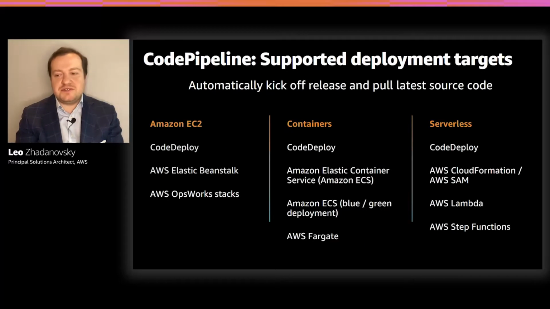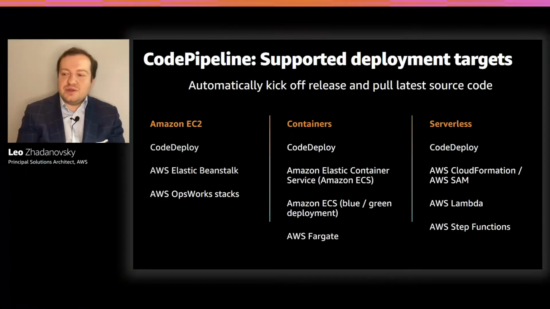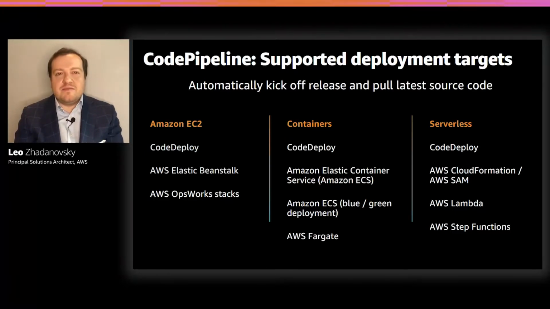It also supports a bunch of targets. For EC2, you can use CodeDeploy, you can use Elastic Beanstalk, you can use OpsWorks Stacks. For containers, it supports, again, CodeDeploy, ECS with blue-green deployment patterns, and Fargate. And if you're deploying to serverless, it also supports doing that through CodeDeploy, through CloudFormation and SAM, which is the Serverless Application Model, and through Lambda and Step Functions as well.